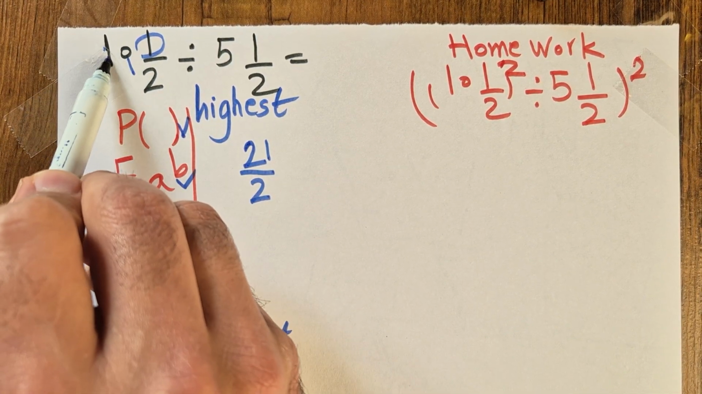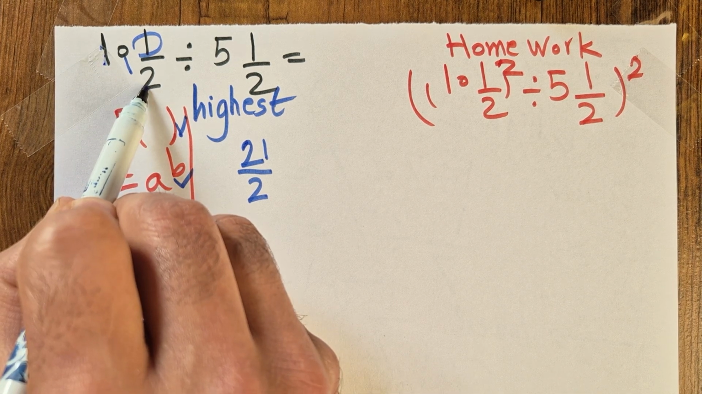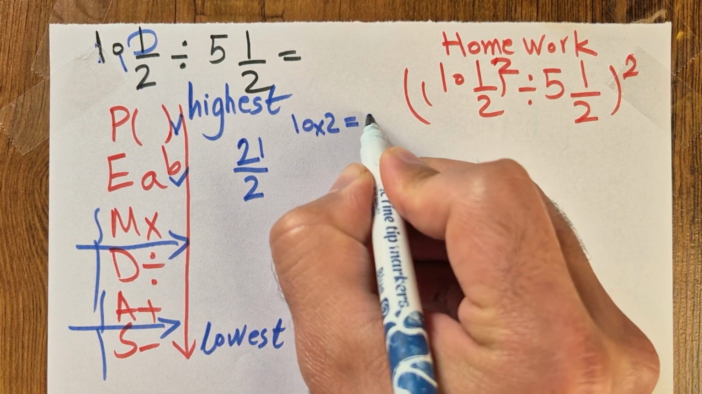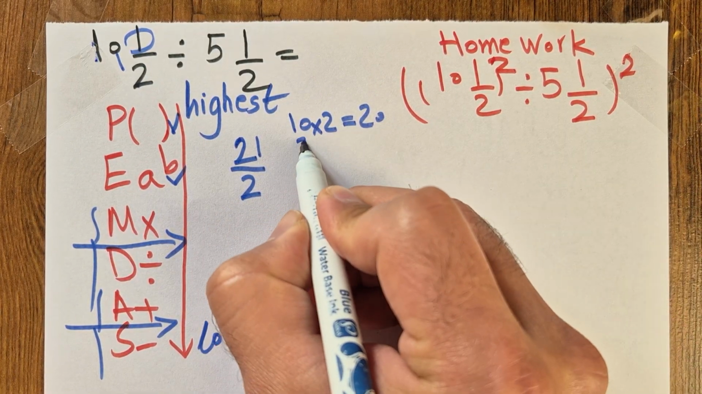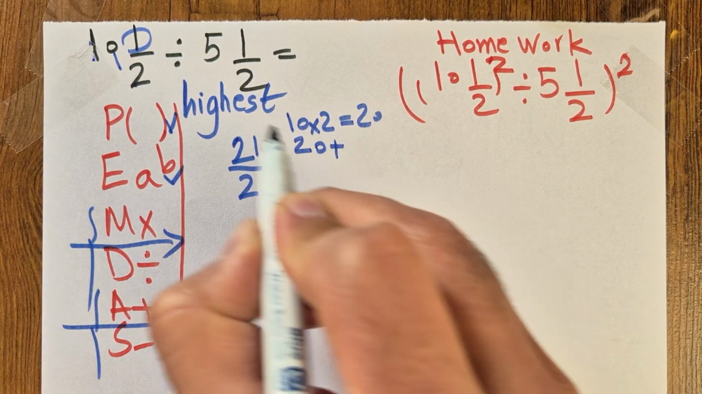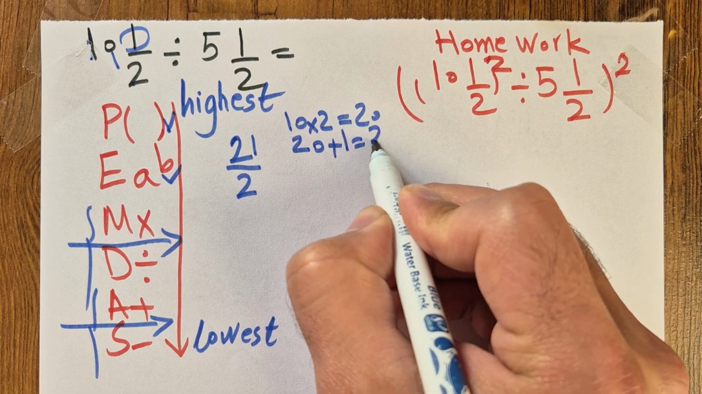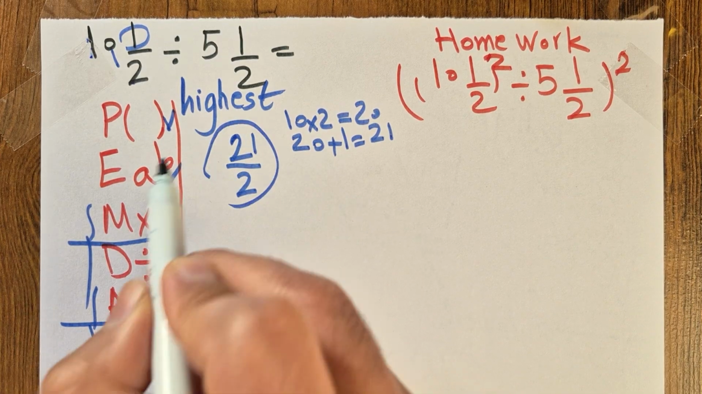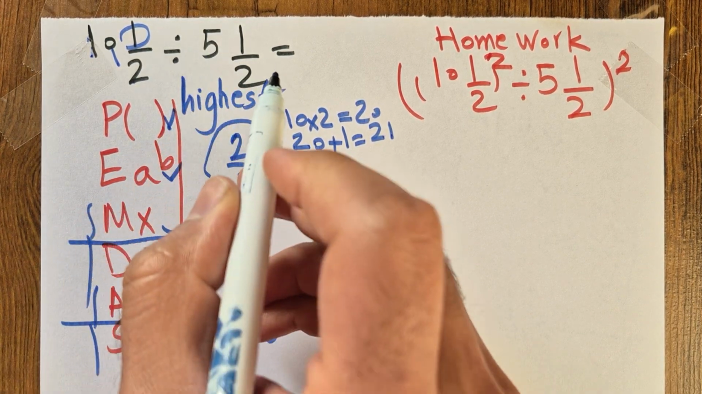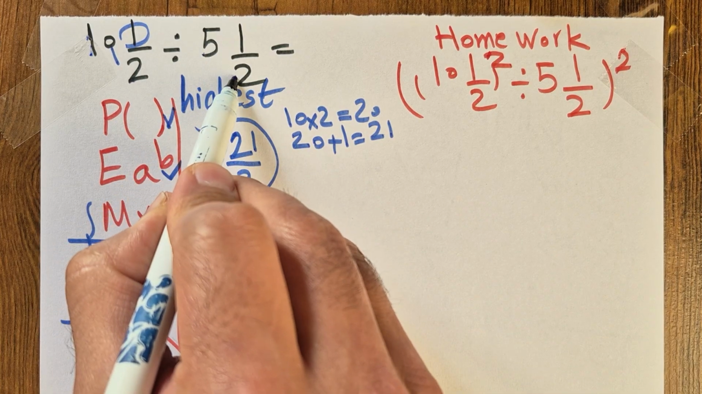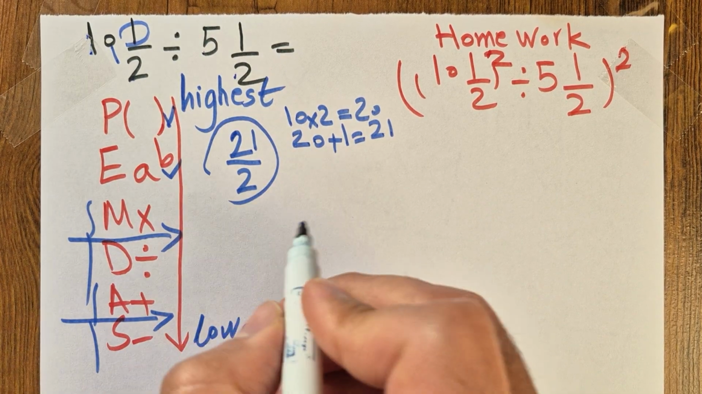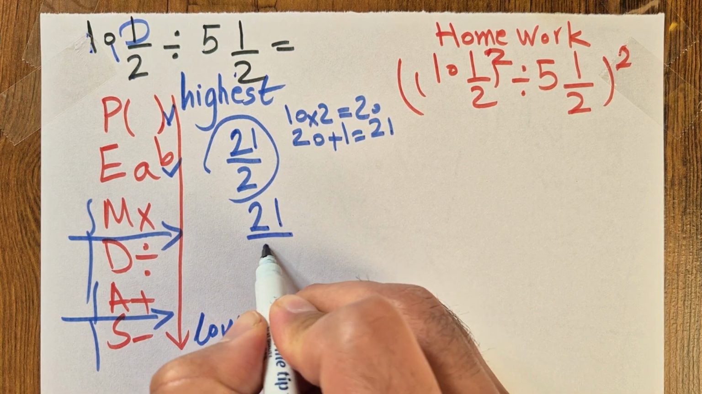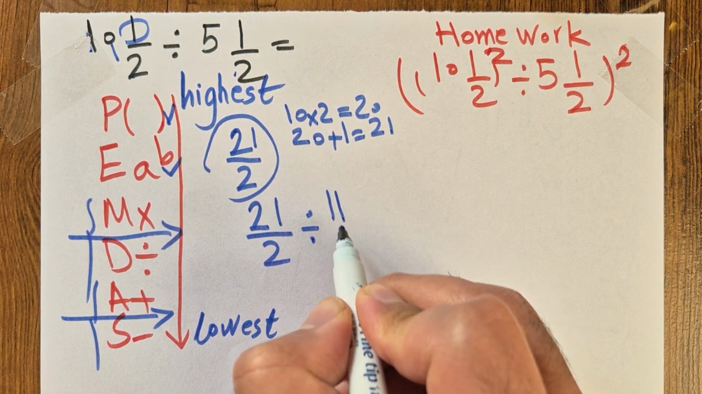So one more time, multiply the whole number by the denominator. So 10 times 2, maybe I can write it down at first here. 10 times 2, it gives us 20, and then 20 plus the numerator, which is 1, 20 plus 1 gives us 21, and then keep the same denominator. So 21 over 2. Let's do the same thing for 5 and 1/2. 5 times 2, 10. 10 plus 1, 11. So 11 over 2. So now the fraction becomes like this, 21 over 2 divided by 11 over 2.